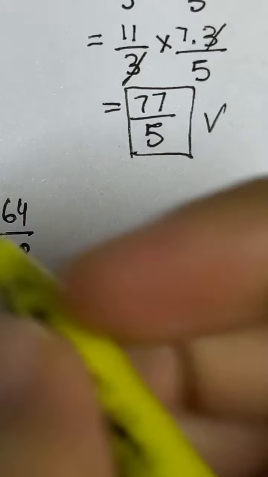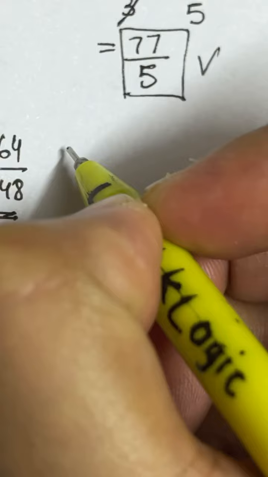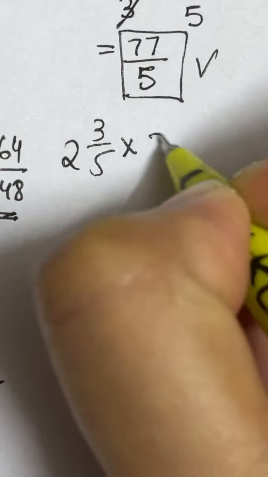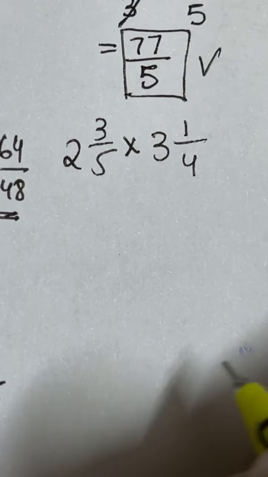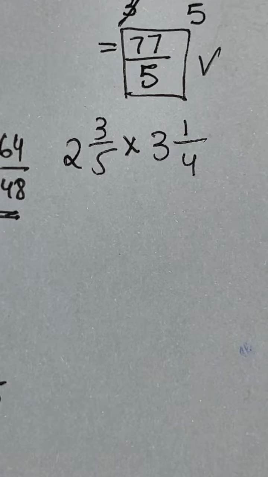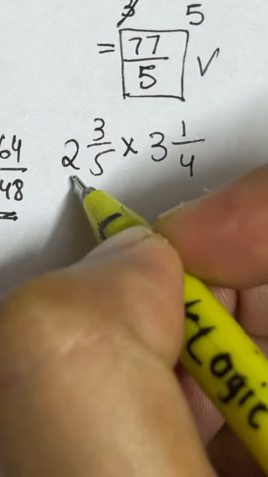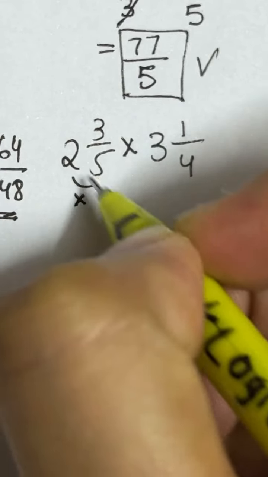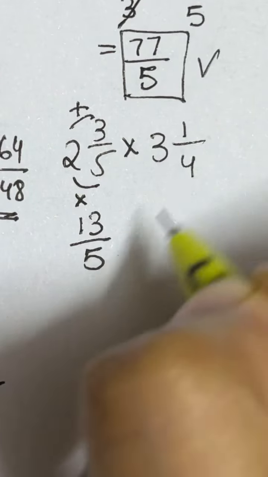Now, for example, if you have another question like this, let me take 2 3/5 times 3 1/4. When you have two mixed numbers like this, again convert each mixed number back to an improper fraction. 2 times 5 is 10. 10 plus 3 is 13. 13 over 5. The denominator always remains the same.